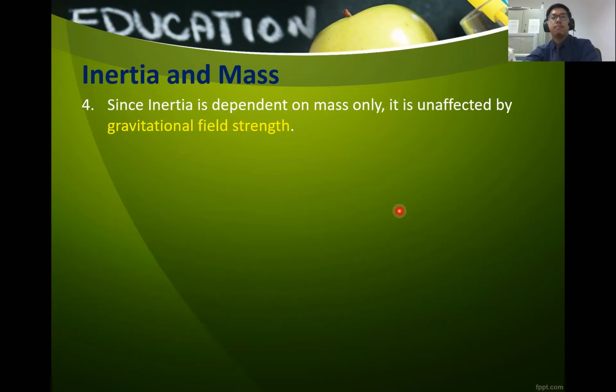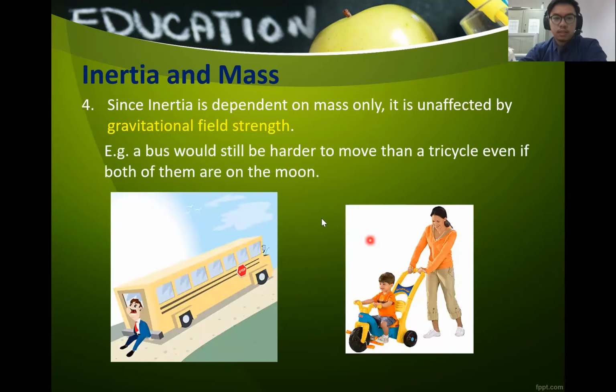Since inertia is dependent on mass only, it is unaffected by gravitational field strength. So no matter where you go, inertia will still have the same effects as it does on the Earth. So for example, a bus would still be harder to move than a tricycle even if both of them are on the moon. On the moon, the bus is still heavier than a tricycle, so the bus is harder to move or harder to stop when compared to a small tricycle.